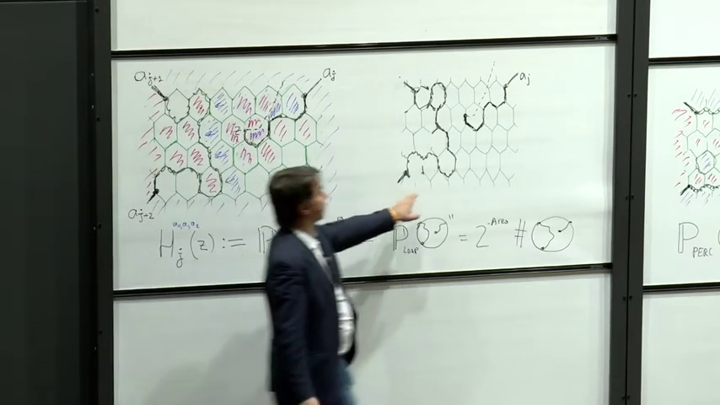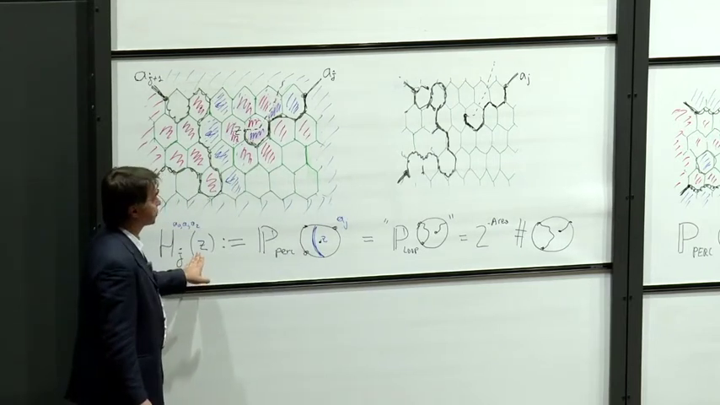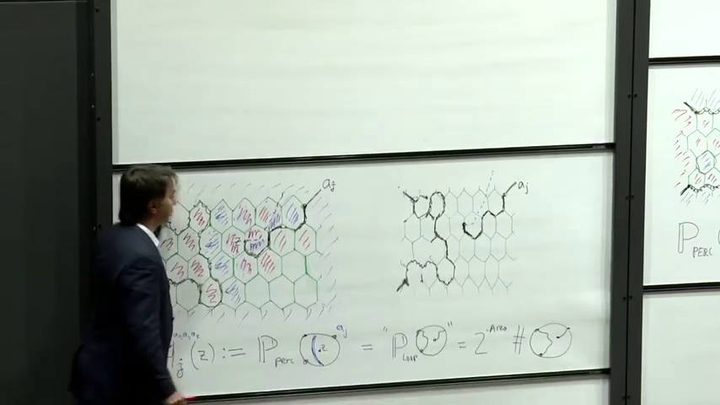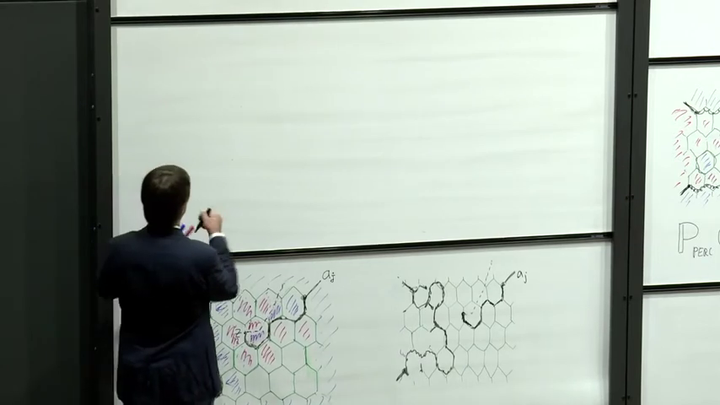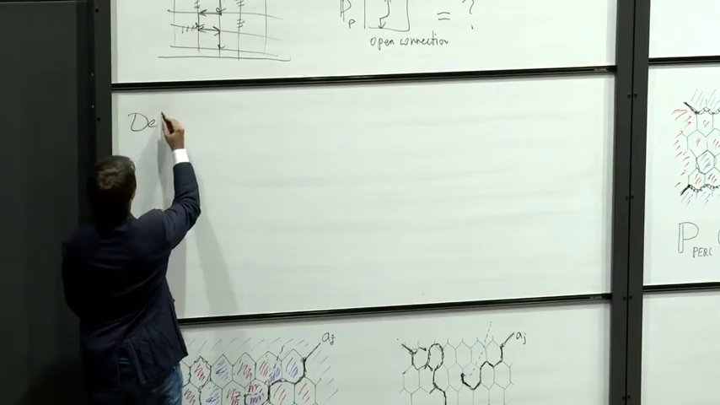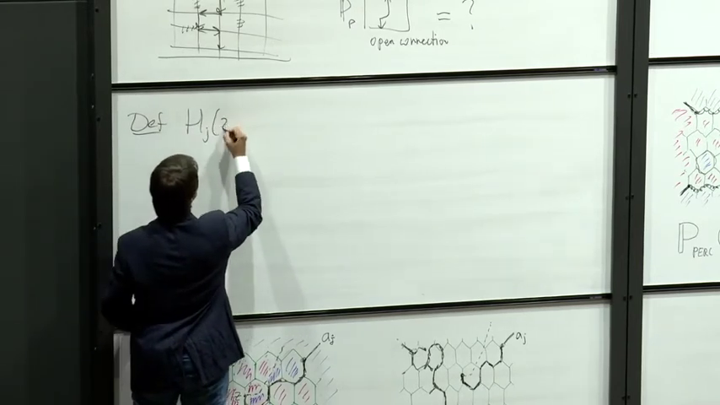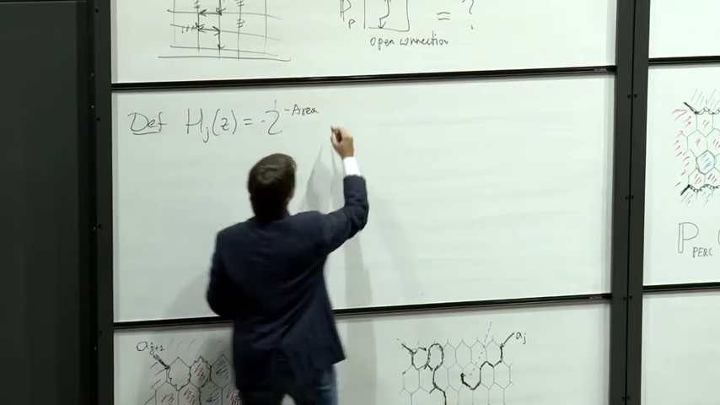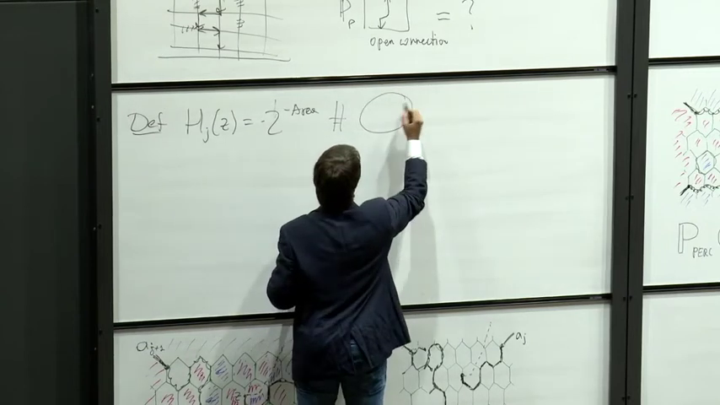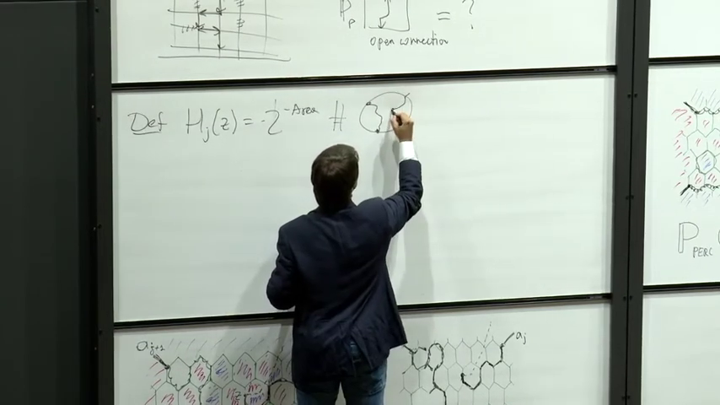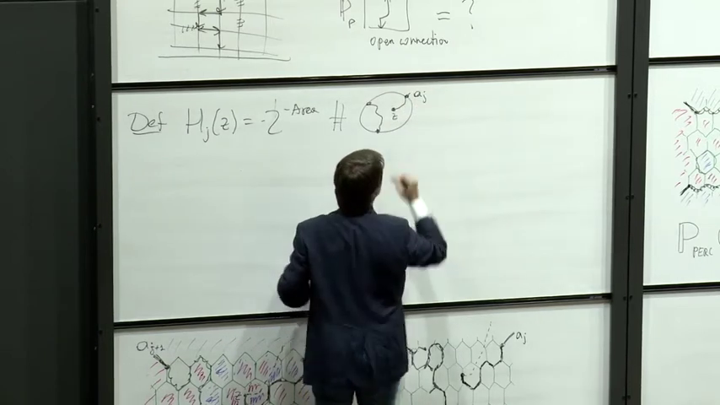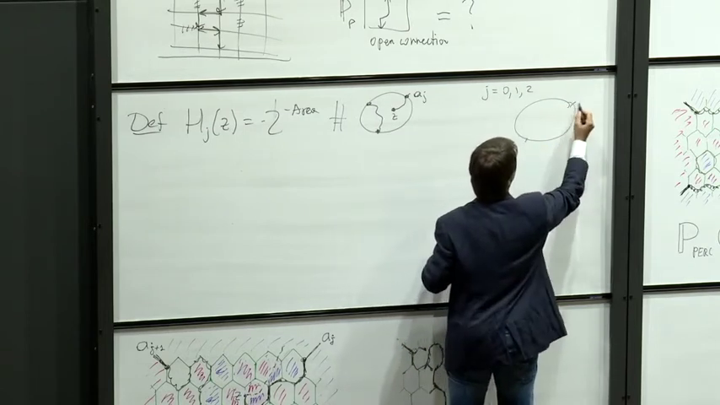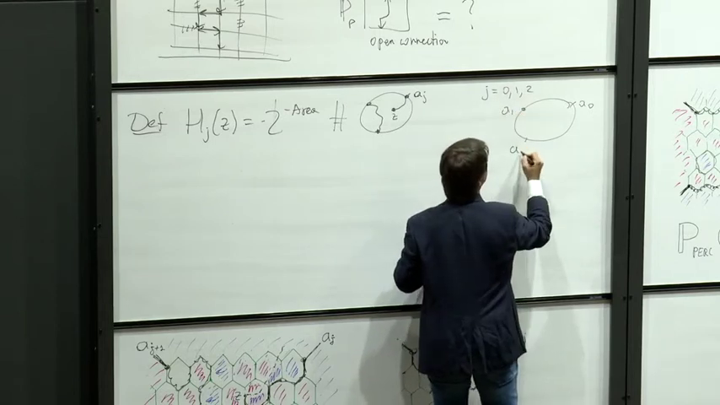The important thing is this picture. And this is essentially the definition of our function. So we have three functions which correspond to three different pictures. Let me draw it down a little bit. This is the definition: h_j of z is 2 to the power minus area, times the number of configurations which go like that. So there is this connection, and then there is this connection to z from the point a_j. Now j is equal to 0, 1, 2. So we have a domain with three boundary points, a0, a1, and a2, and we have a point z inside.